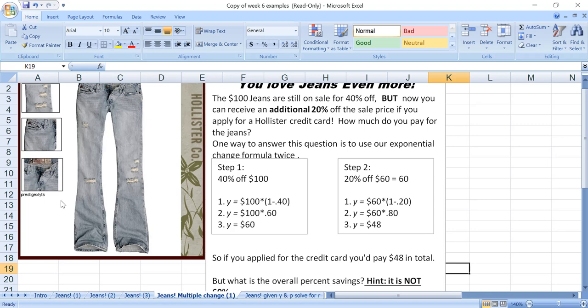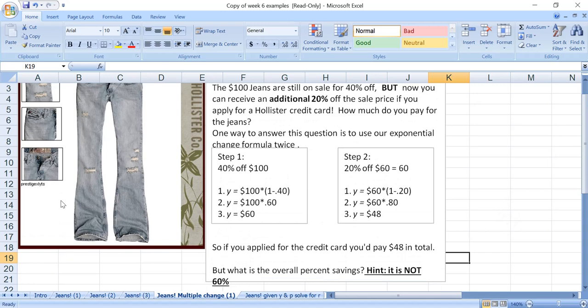Now, again, based on what you know now, you would have to do this three-step process. Step 1, take 40% off of 100, which changes it to 60. Step 2, take 20% off of 60. And then step 3, you'd have to calculate that overall percent change.